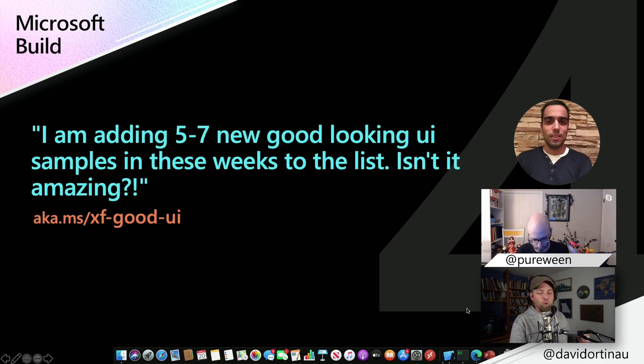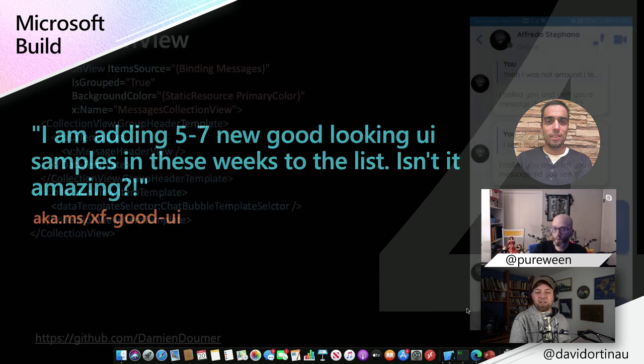But in Xamarin Forms 4, what was really cool is as I was looking at what has happened over the course of the 4.0 series, it really was apparent that I didn't need to go create my own samples. Back in previous versions, I really had to spend some time saying, okay, I really need to make something good looking, because some of the samples that I had were just not there. And now looking at the community, Javier maintains this website that you see on here, the aka.ms link will get you to his GitHub. He has been adding 5 to 7, he says, good looking UI samples every week. And that's just amazing. So I figured, why not just highlight what the community has been doing?